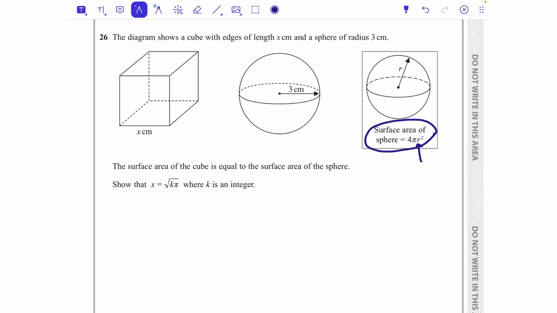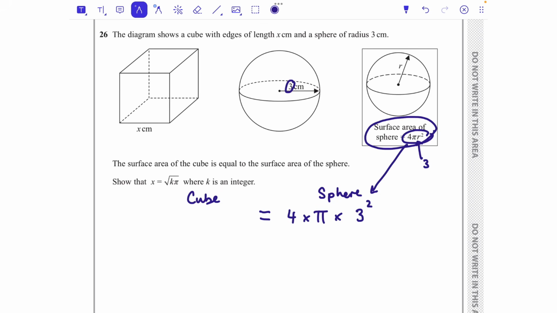Now, the only thing we don't know is the radius, which they've told us here is 3. So we know the surface area of the cube, we're going to do that on this side, is equal to the surface area of the sphere. So we're going to make a little equation with an equal sign in the middle. So I know that the surface area of the sphere is 4 times pi times 3 squared, because the radius is 3, and we're just putting that into this formula, which is going there.